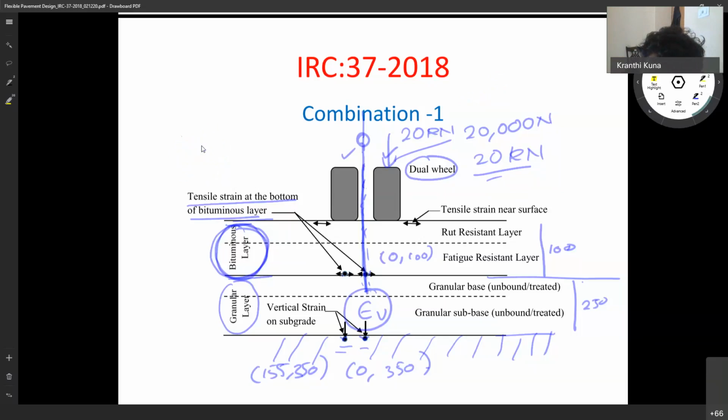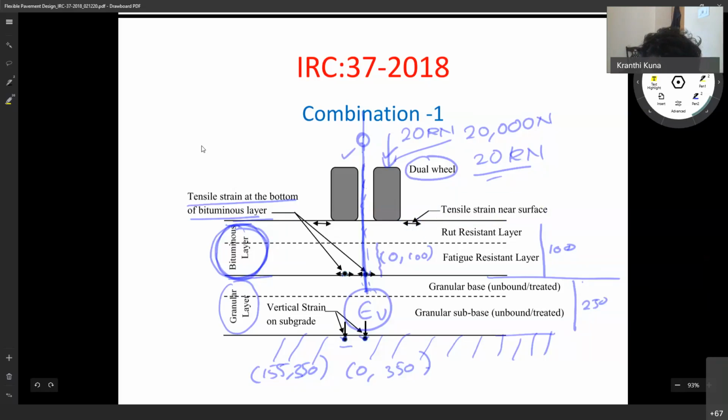So we talked about tensile strain near the surface. We do not put any point on here because we do not find this out from the analysis. But what happens because of these tensile strains? If you look into yesterday's discussion, at the edge of the tires we get a lot of tensile strain. Those tensile strains cause top down cracking. In the design we do not consider this, but what we are considering is fatigue cracking, which is bottom up cracking.